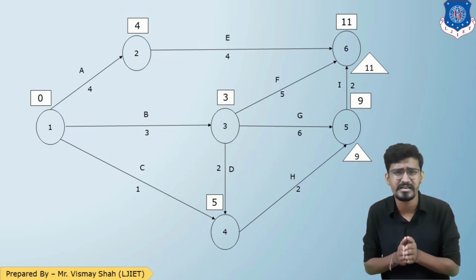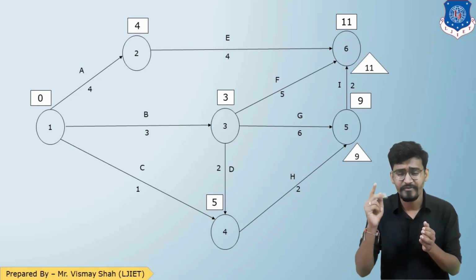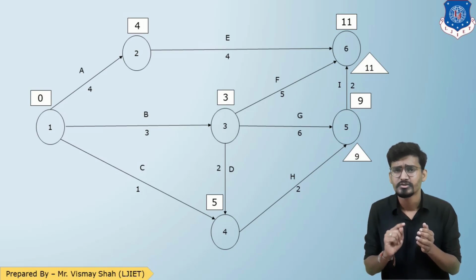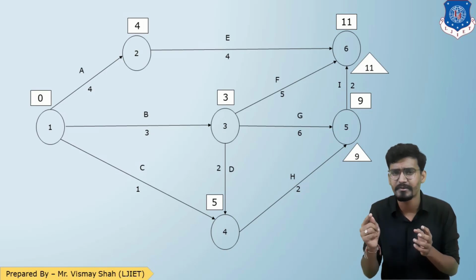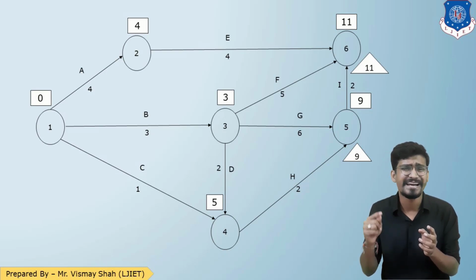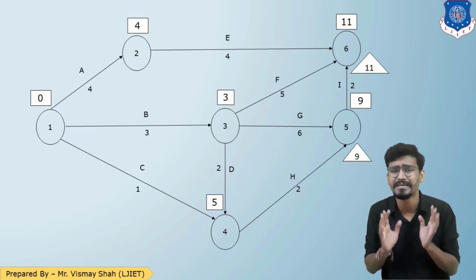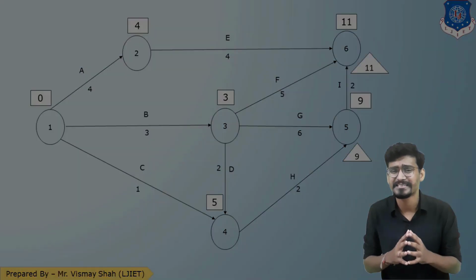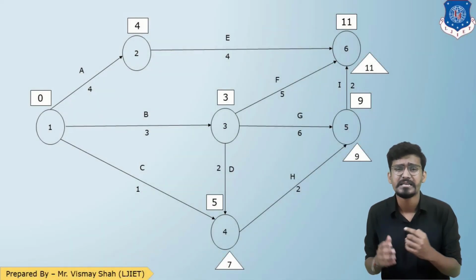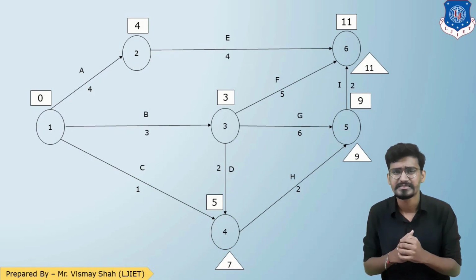Let us talk about event number 4. We are going from 5 to 4. Let us check how many arrows are coming out from 4. There is one arrow, from 4 to 5, so only one reverse path is possible. Again 9 minus 2 will be 7. As you can see, 9 minus 2 equals 7.